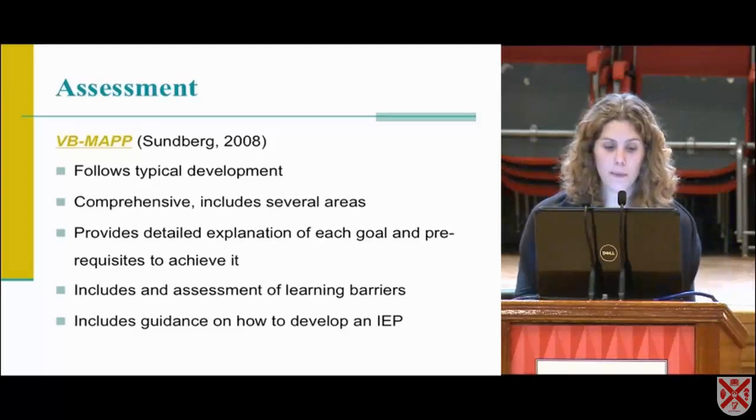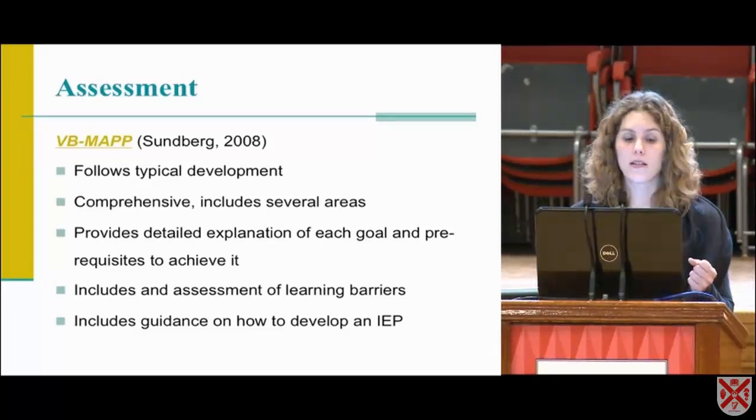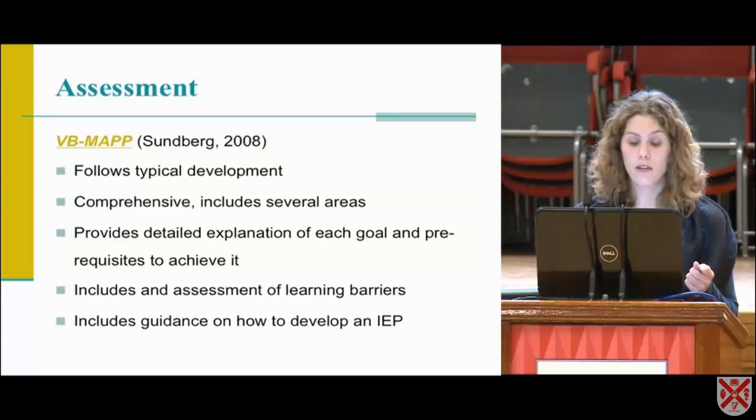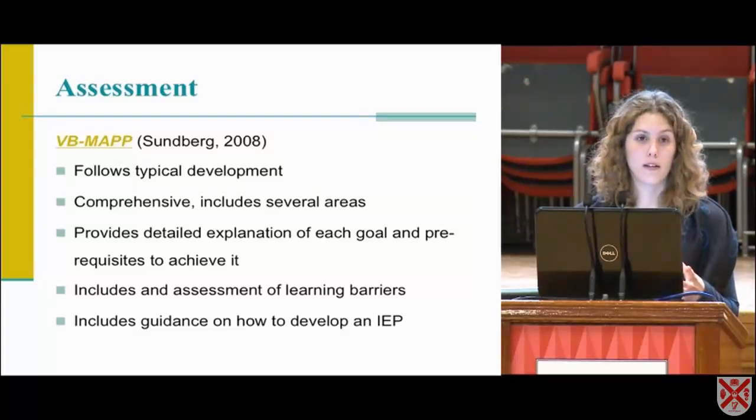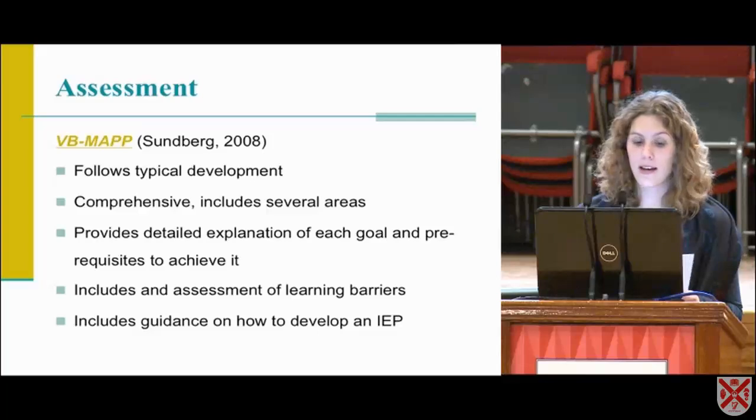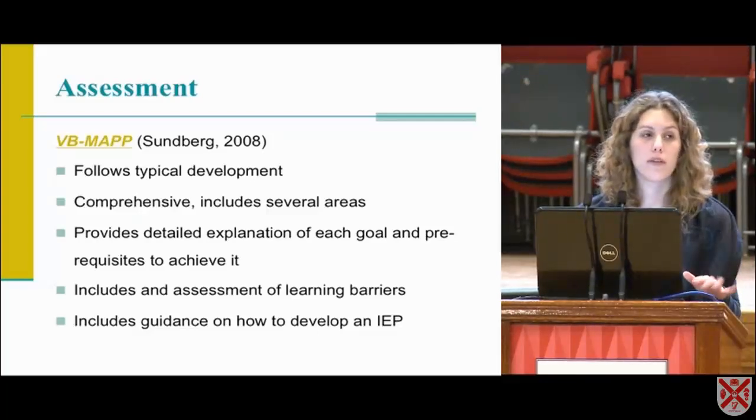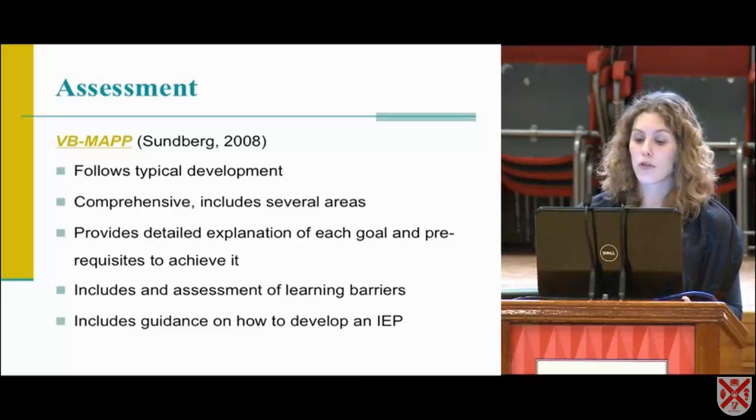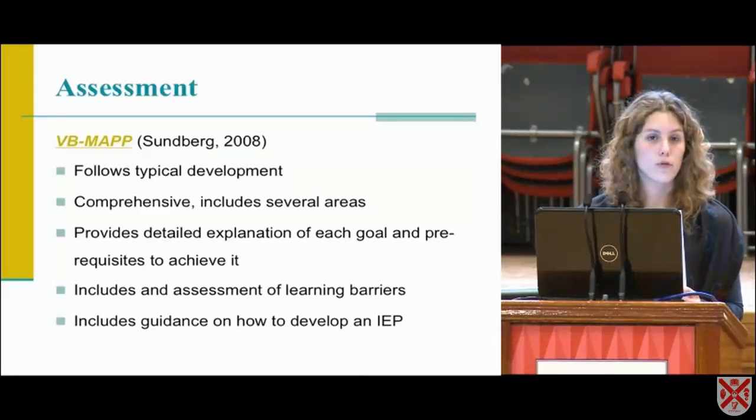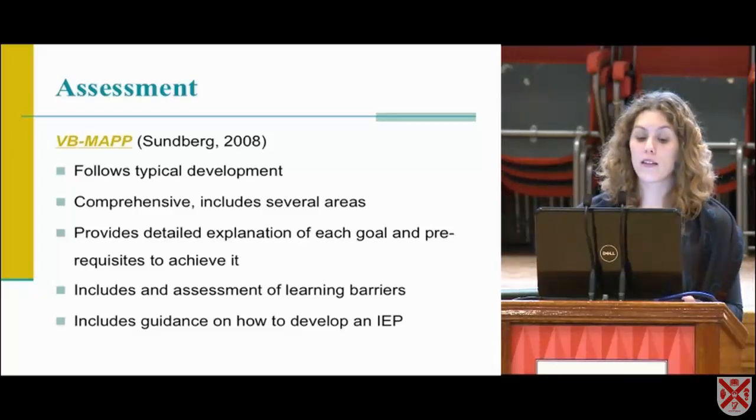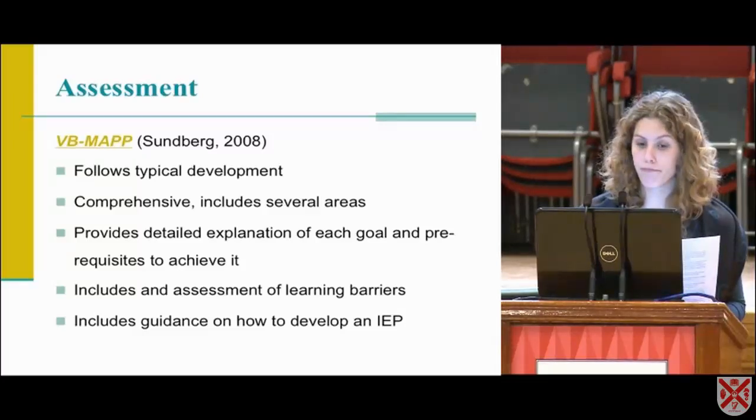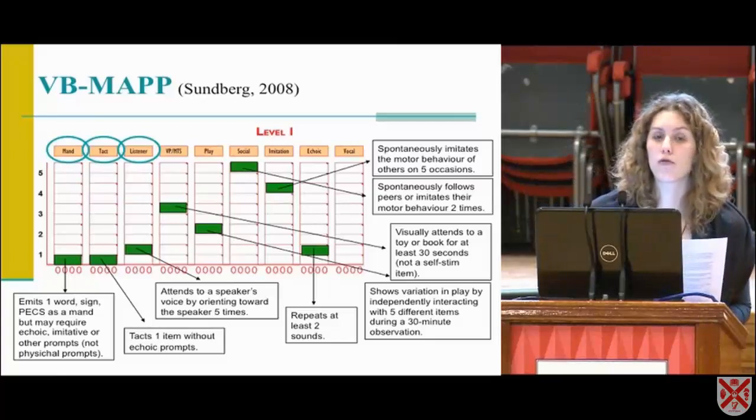So regarding assessment, I've here included one behavioral instrument, and this is the VB-MAPP. The advantage is it follows typical development, so it tells us what a typically developing peer would do at the same age, so what we have to be targeting. It is comprehensive, so it includes several developmental areas. It provides a detailed explanation of each specific goal and which are the prerequisites that we have to teach before going up to more advanced skills. It includes an assessment of learning barriers, so that we can also address obstacles that interfere with learning, and it includes guidance on how to develop an individualized educational program. So I've put here an example. That's what level 1 of this instrument would look like.